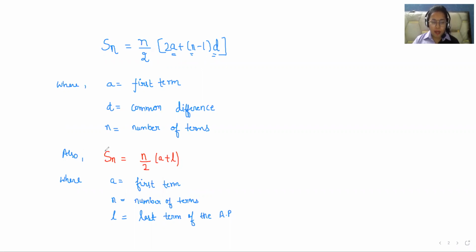And there is one more formula, for when they give you the last term of an AP. When they give you the last term, you can apply this formula: n over 2 times (a plus L), where a is the first term, n is the number of terms, and L is the last term of the AP. If they did not give you the last term and ask you to find the sum of the following AP, then you can apply the first formula. So now let's begin with this video and start applying these formulas.